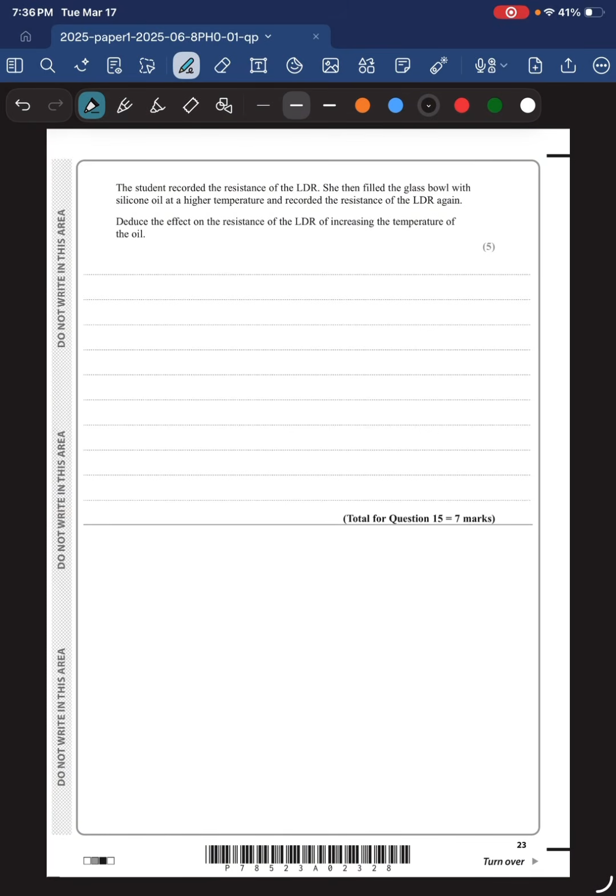She then filled the glass ball with silicone oil at a higher temperature and recorded the resistance of the LDR again. Deduce the effect on the resistance of the LDR of increasing the temperature of the oil. So as the temperature increases, the refractive index of the oil decreases.